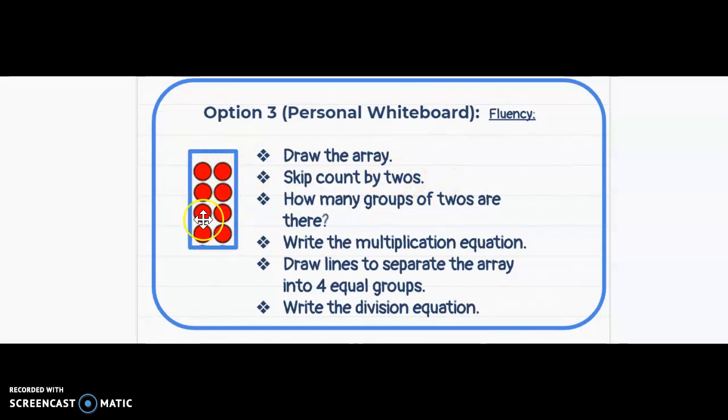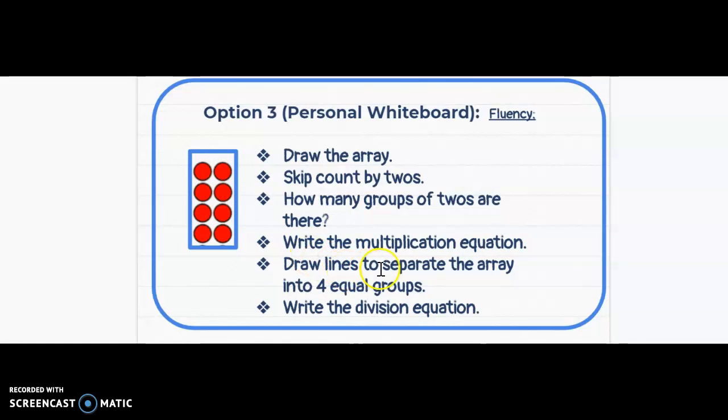There's a total of 8 here. So how many groups of 2s do we have? Go ahead and type that in the chat. And when I say waterfall, go ahead and send it. 1, 2, 3. Waterfall. Yes, there are 4 groups of 2s. Now, write the multiplication equation that matches this array. Right, the multiplication equation that matches this array is 4 times 2 equals 8.